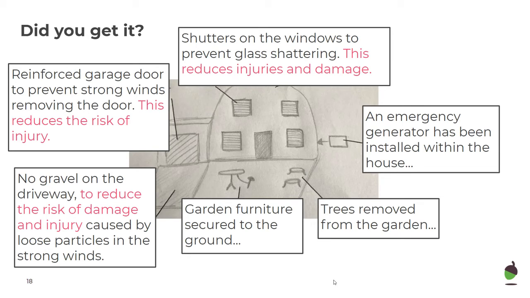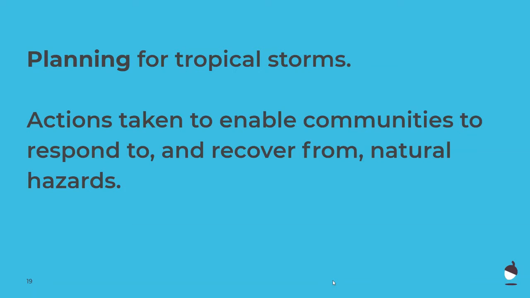There are other features that I have included within my model. So garden furniture secured to the ground, trees removed from the garden, an emergency generator has been installed within the house. What I haven't done there is explained why I've included them. I've just labelled on what the features are. So if I was to improve my model, I would ensure that I extend each of those points fully to explain why they've been included in the design. So just ensure in your design that you have explained which features you've included and why it's really important to have them in a tropical storm-proof building.